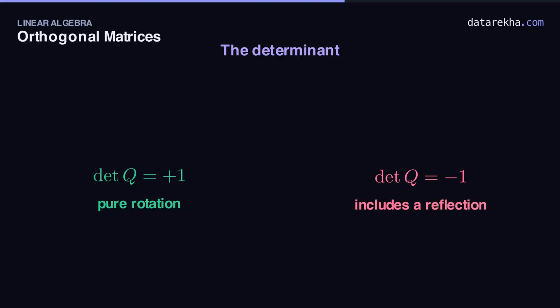Plus 1 is a pure rotation, a clean turn, no mirror. Minus 1 means a reflection is baked in, flipping the world's handedness. Both perfectly rigid, in two flavors.